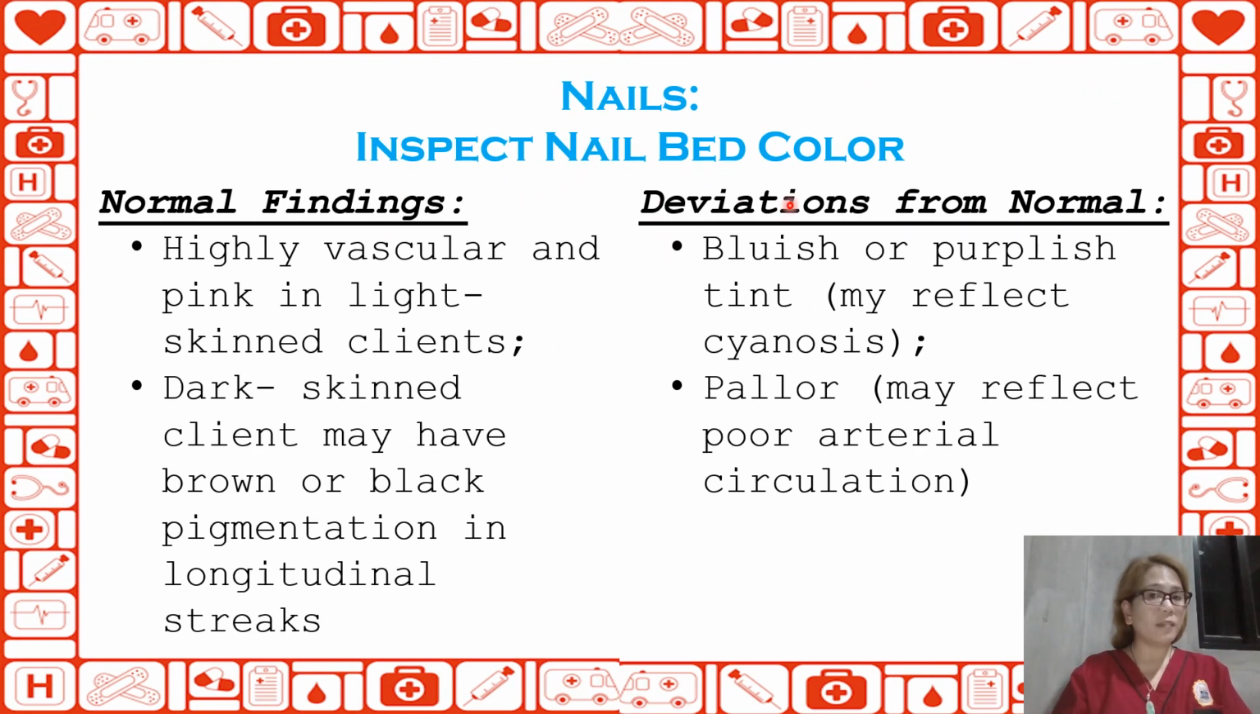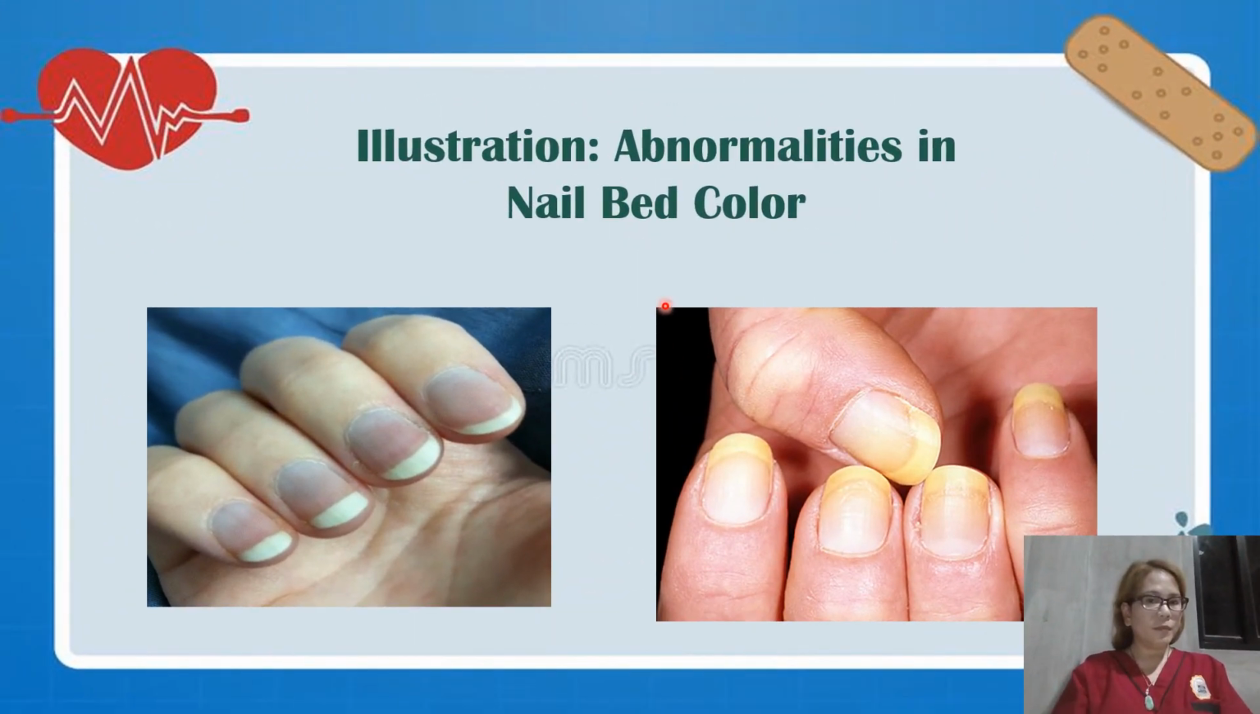So let's now inspect the nail bed color. The normal finding is highly vascular and pink in light skin clients. And for dark skin clients, they may have brown or black pigmentation in longitudinal streaks. The abnormal findings: there is a bluish or purplish tint, particularly for those clients with cyanosis, or pallor that may reflect poor arterial circulation. So these are illustrations of abnormalities in the nail bed. We have here the cyanosis and the other one is the jaundice of the nails.